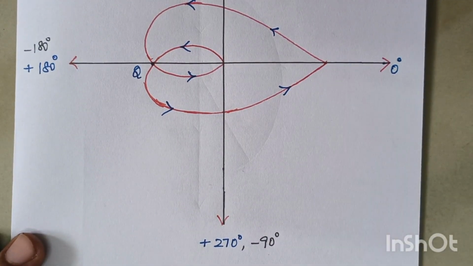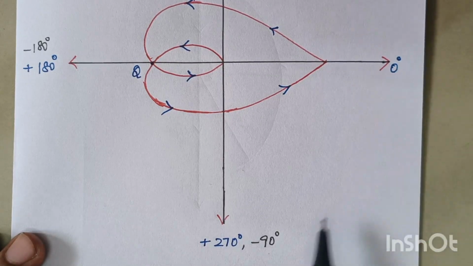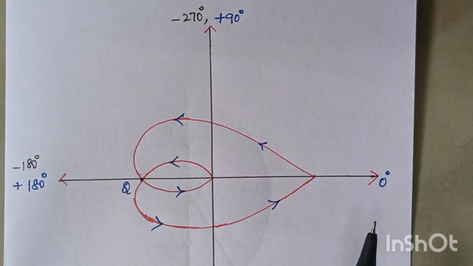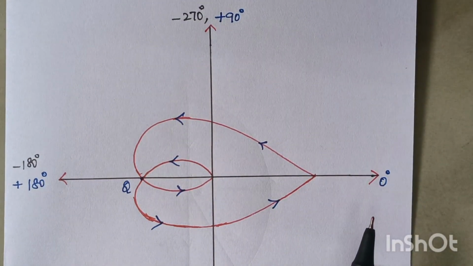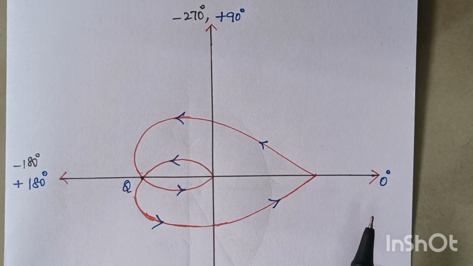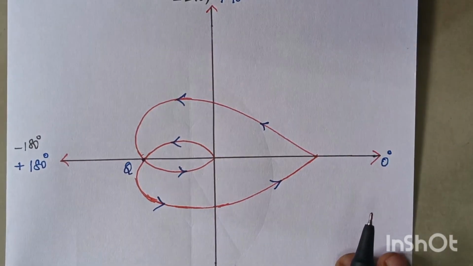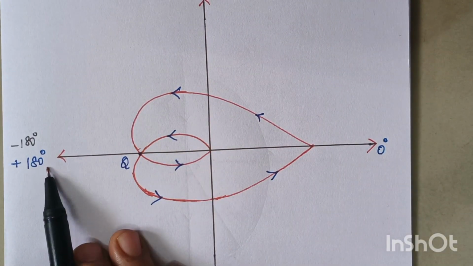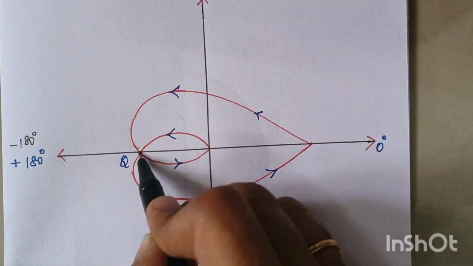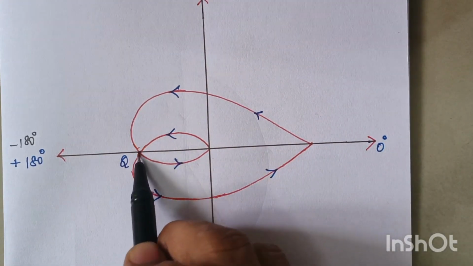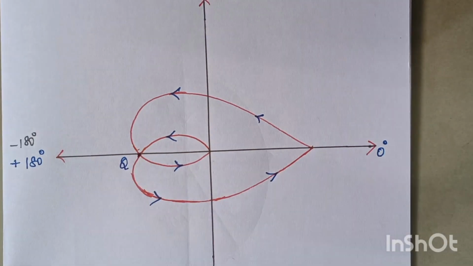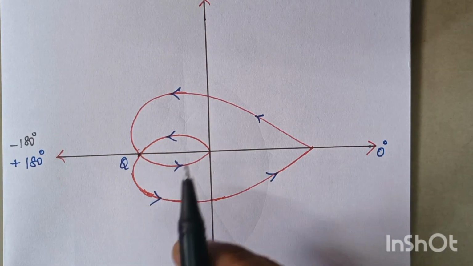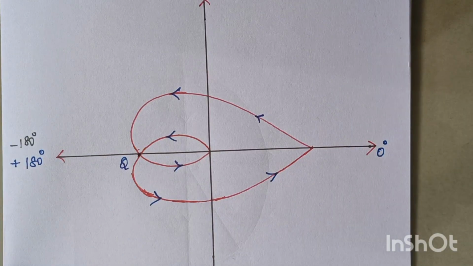So here the negative angles start from 0. Here minus 90, minus 180, and here it is minus 270, right? Just now we saw that we have to find the intersection point of the Nyquist plot with the negative real axis. This is your real axis, this is your positive side and this is your negative side. You see here there is an intersection point, right? So we have to find this intersection point. This can be solved only if you know the problem exactly. Just to show you what an intersection point is, I have taken this.